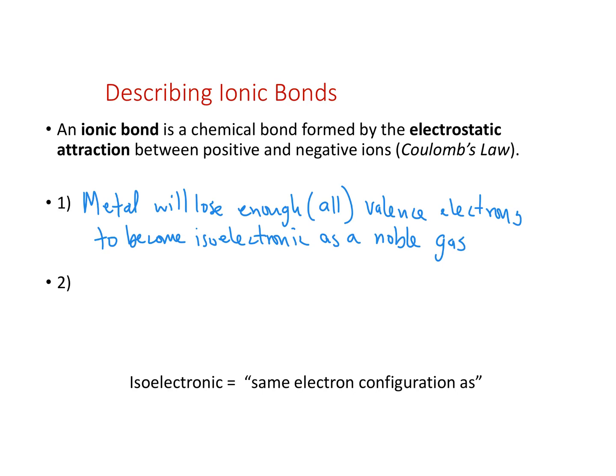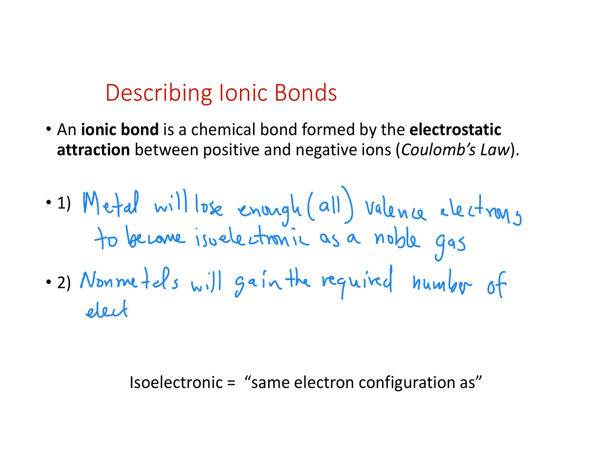Our nonmetals are going to do the opposite. Nonmetals will gain the required number of electrons to become isoelectronic, to have the same electron configuration as a noble gas.